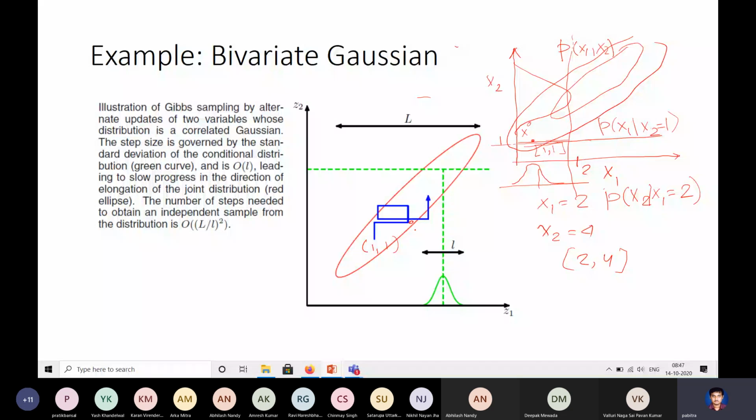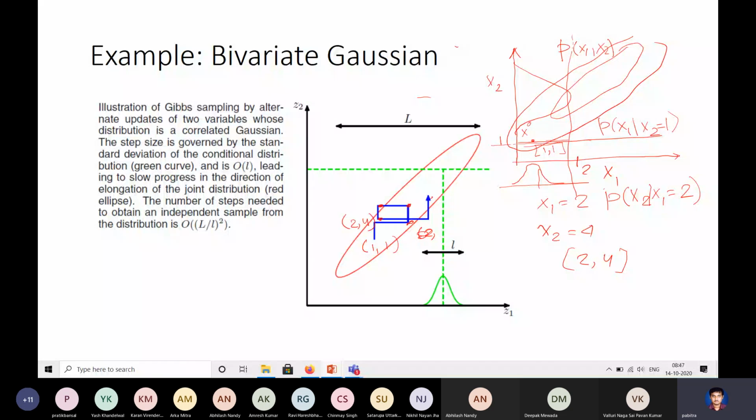Okay, and repeat this. You move to another point, and then again repeat this. You move to another point, and so on. You keep on moving. And I'll prove soon that if I go on doing this long enough, then the points along this trajectory that I generate will follow this bivariate Gaussian distribution.